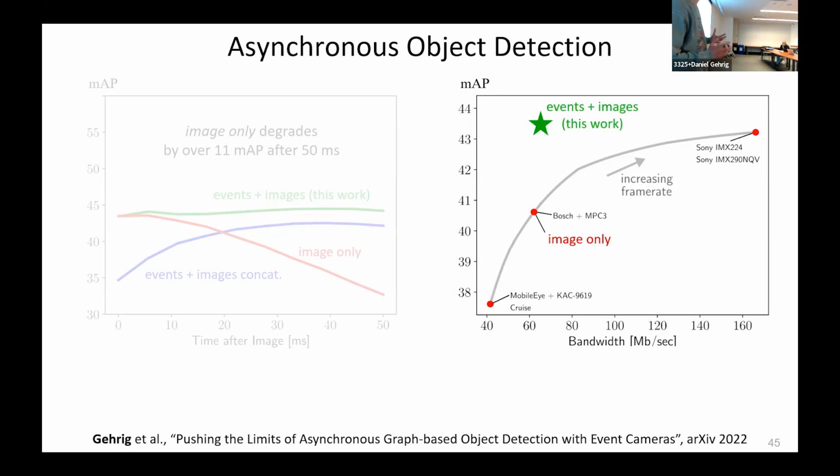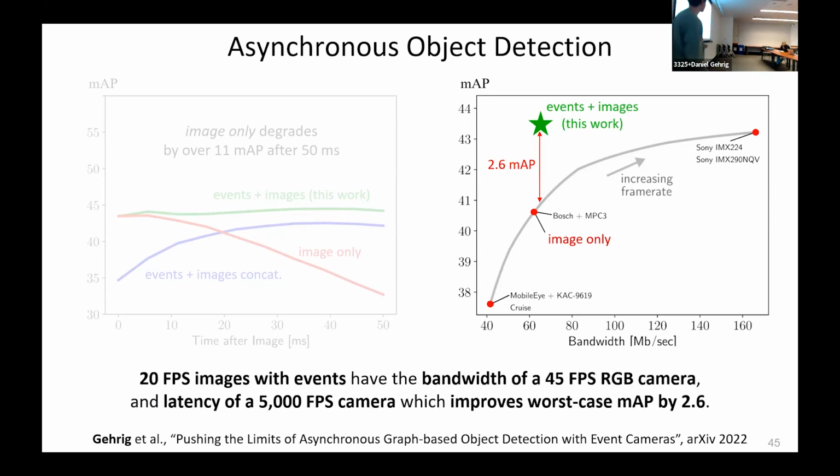One of the nice things about looking at it in terms of bandwidth is that we can place our system into this chart. We can see that at a bandwidth roughly the same as a 45 FPS camera, we can achieve a performance which is on par with a 5,000 FPS camera. This basically shows that we can replace the high-speed camera with our hybrid setup of a 20 FPS camera and an event camera. By doing this, we can increase our worst case object detection score by 2.6 mAP.